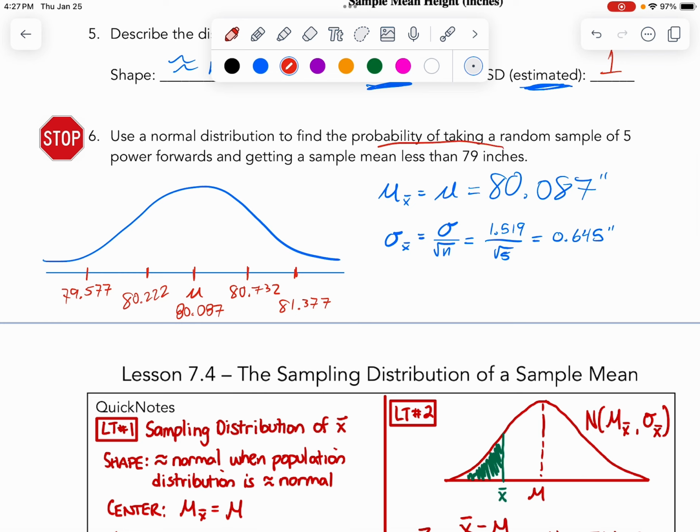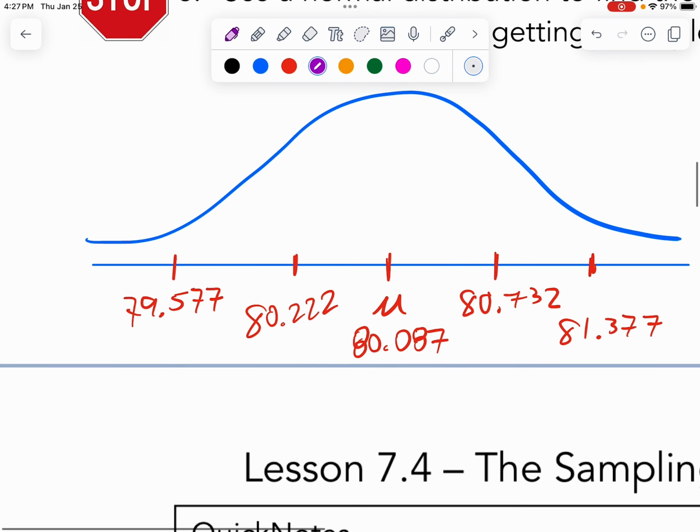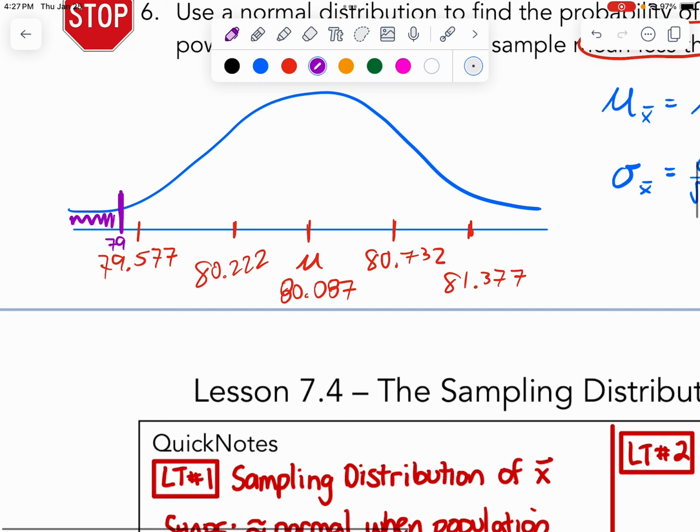Let me actually go back to my question now. What's the probability you do this and you get a mean less than 79? Well, look, folks, 79 is even lower than where I'm at. This is 79, way down here, all right? We already know the two standard deviation rule, right? We know that between here and here, two standard deviations, this is 95%.